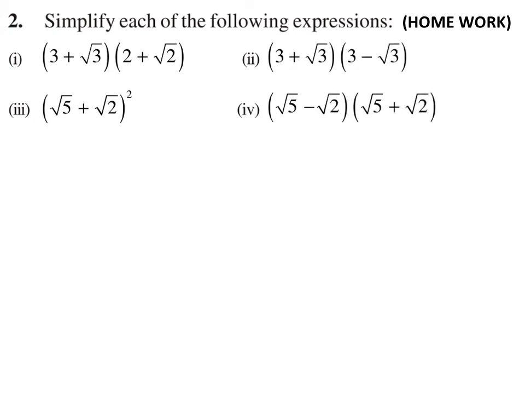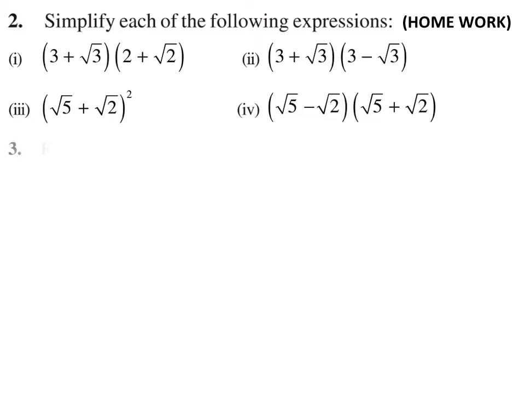Just multiply. In the first question you have to multiply the 2 brackets. The second one is a plus b and a minus b, again a plus b whole square, and again a plus b into a minus b. This type of question we have already solved. So first of all, do it as your homework.